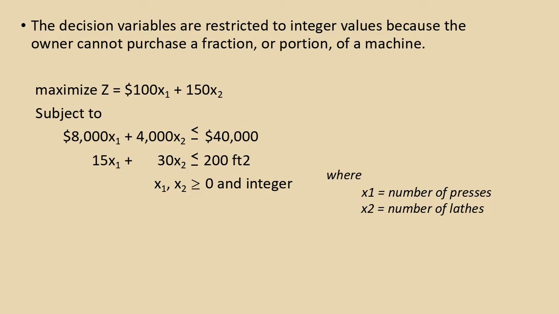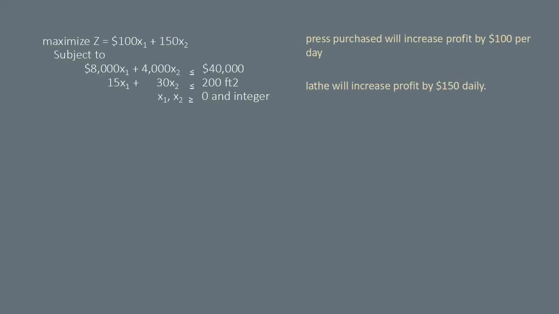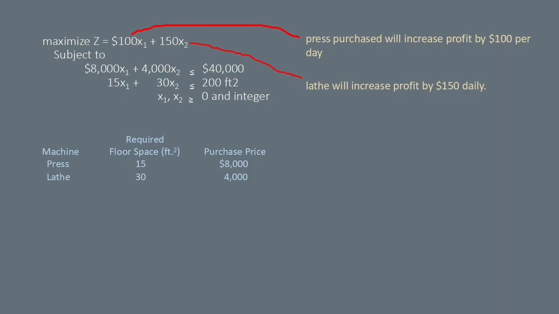The $100 is the increased profit of a press per day, and $150 is the increased profit of a lathe daily. The decision variables in this model are restricted to whole machines. The fact that both decision variables can assume any integer value greater than or equal to 0 is what gives this model its designation as a total integer model.